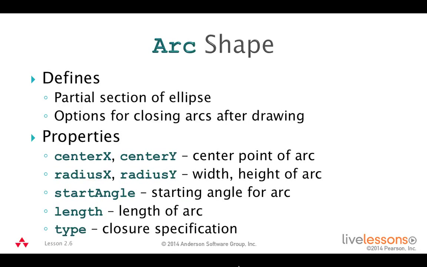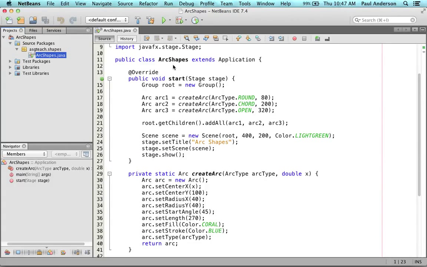Now the values for this closure type let you leave the arc shape open or close the arc by connecting the ends of the arc together as a chord, or to the center point with round. Let's show you how to draw arc shapes in a JavaFX program now. This is the arc shapes program, which creates arcs and sets their properties. Let's run this program and see what it displays.